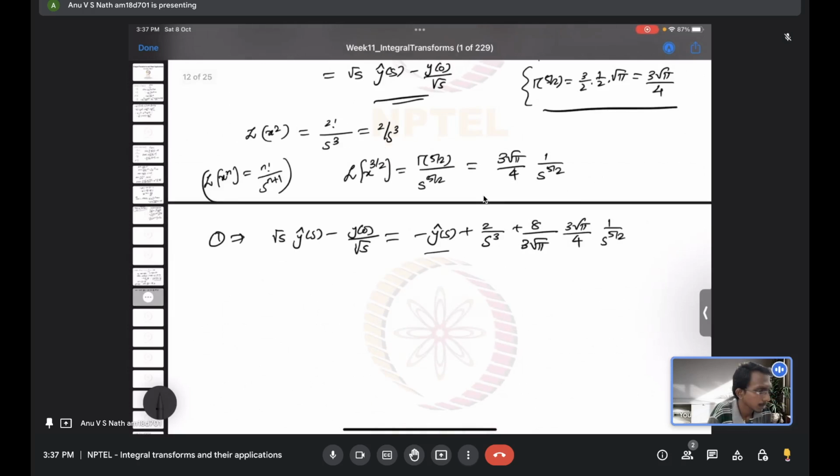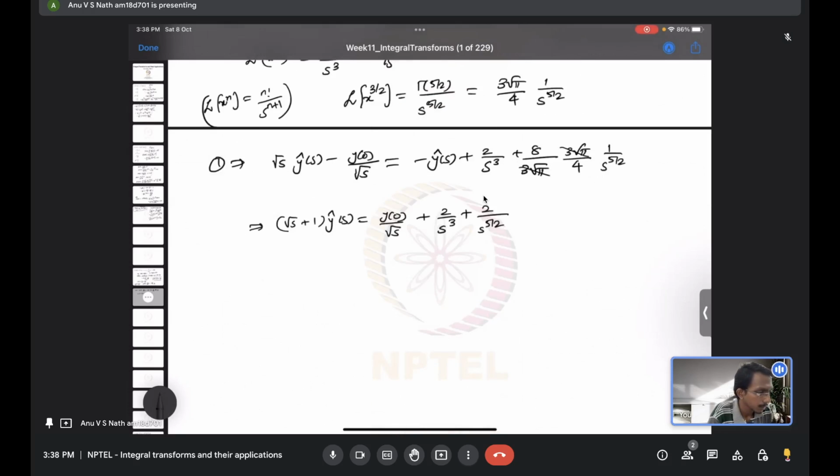Now we bring this y cap of s to this side and bring the terms to the right hand side, so we rearrange everything. We get root s plus 1 times y cap of s is equal to y of 0 by root s plus 2 by s cube plus, since 3 root pi will cancel, 2 by s raised to 5 by 2. Now again we rearrange everything. So y cap of s is equal to y of 0, which is a constant, divided by square root of s times square root of s plus 1, plus 2 by s cube times square root of s plus 1, plus 2 by s raised to 5 by 2 times square root of s plus 1.